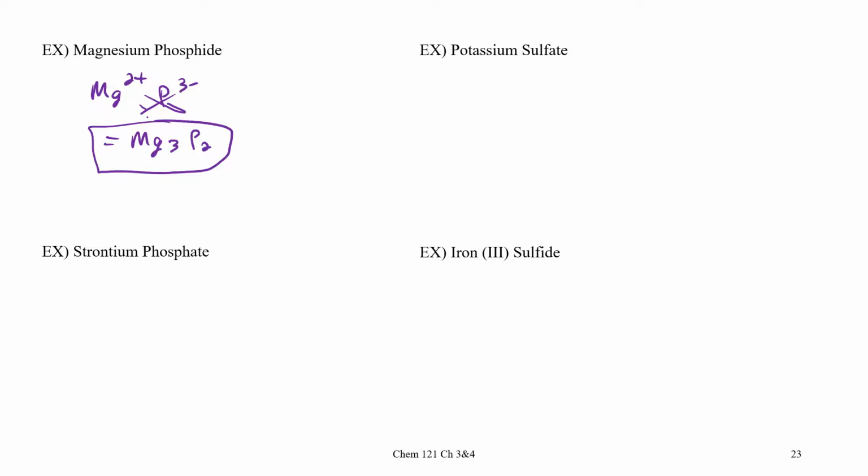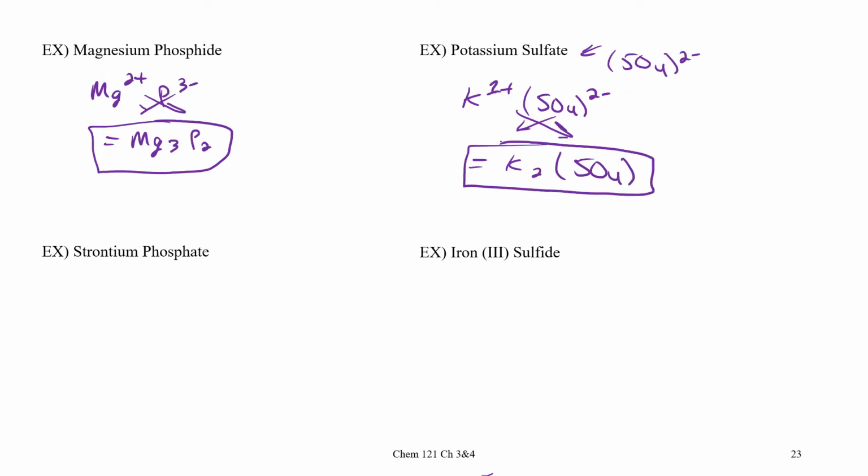So next we have potassium sulfate, and if you remember from the polyatomic ions, sulfate is going to be SO4 2-. For potassium, we're going to have a K with 1+, and then our sulfate, SO4 2-. Since the charges are not 1-to-1, we are going to cross our charges, and our chemical formula would become K2SO4.